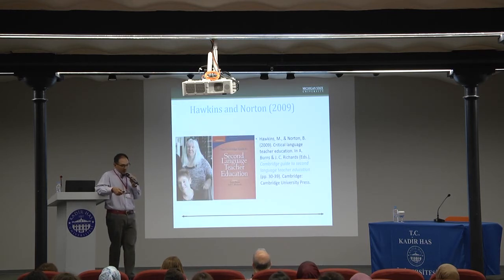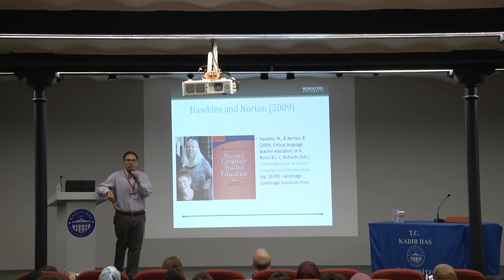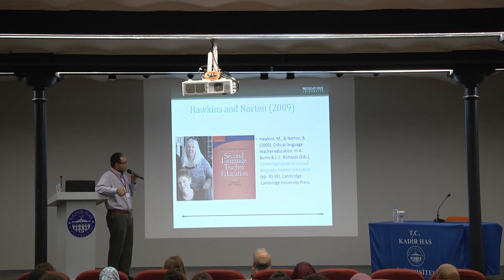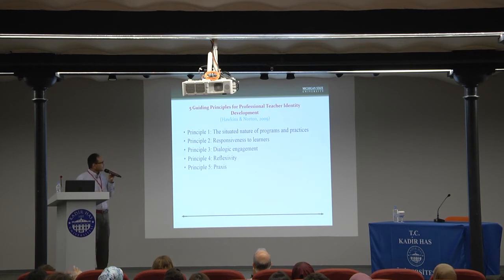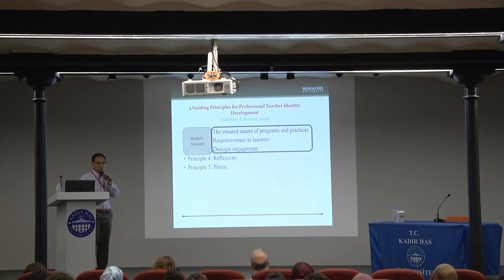So what they did was, they said, could we write a paper where we describe and elaborate what we've read and try to come up with examples on how to implement what we were reading in the classroom? I said, sure, why not? So we had read this book chapter by Margaret Hawkins and Bonnie Norton, which appeared in the Cambridge Guide to Second Language Teacher Education. And in this book chapter, Hawkins laid out 5 principles. The 5 principles were the situated nature of programs and practices, responsiveness to learners, dialogic engagement, which focused on the student, and the last 2 principles focus on the teacher, reflexivity and praxis.